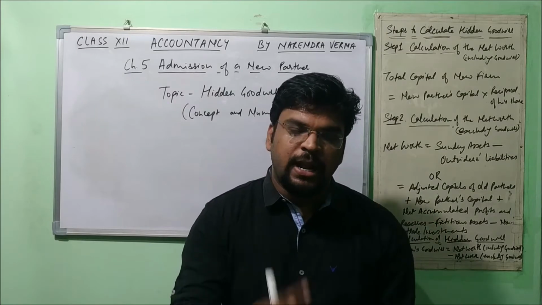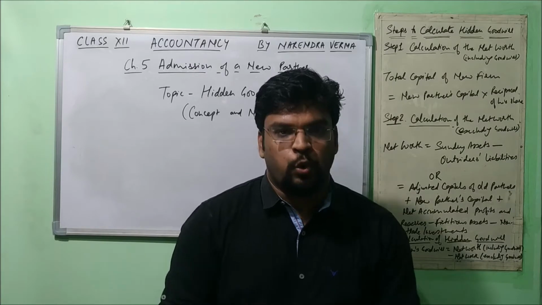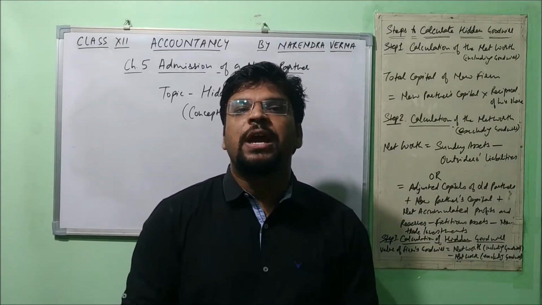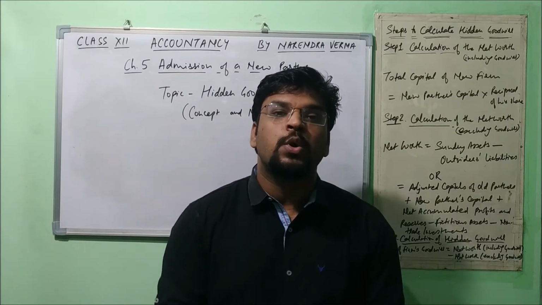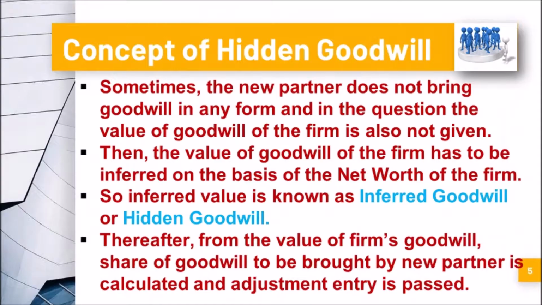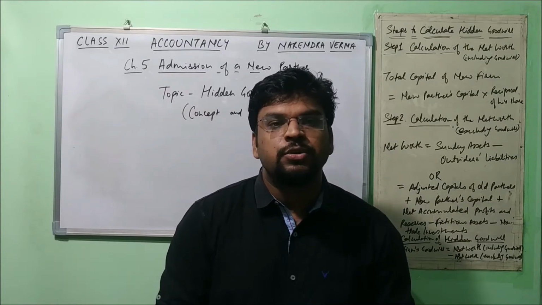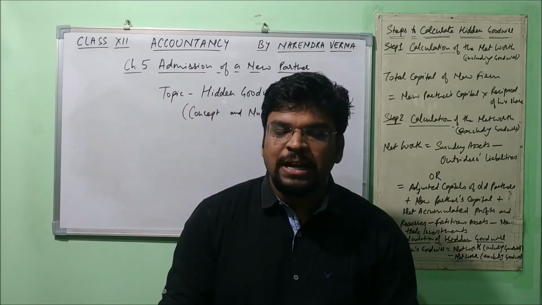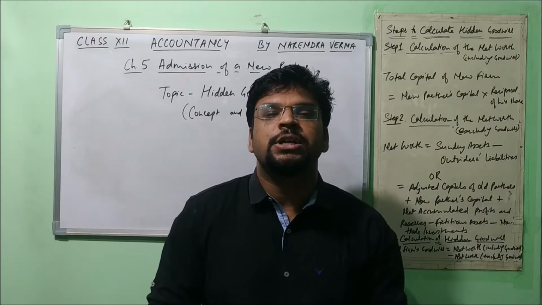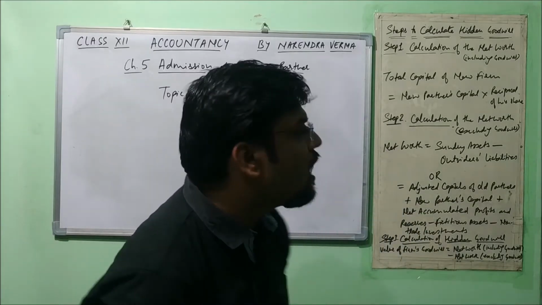Understood the point? Okay, now after this procedure, what happens? We get the value of the firm's goodwill. Out of that we'll have to calculate the share of goodwill to be brought by the new partner, and thereafter one adjustment entry is passed. The entry I have already told you in previous videos. Today we'll do a numerical on that, but before that let's have a discussion on the steps for the calculation of hidden goodwill, right? So here are the steps.